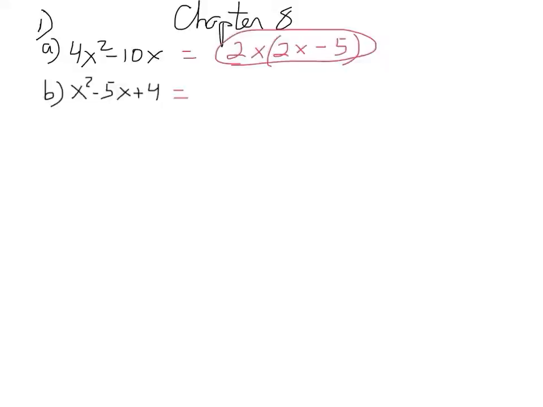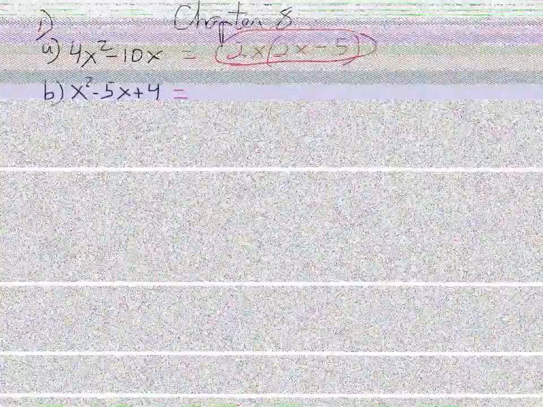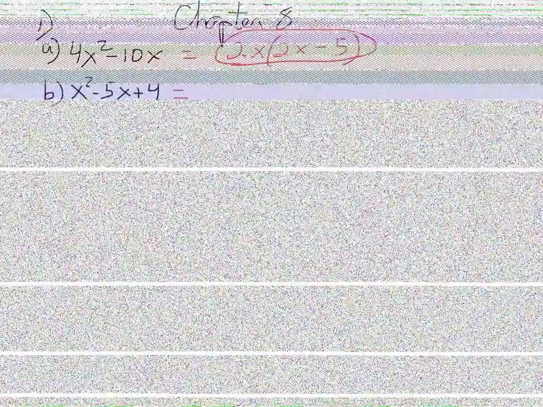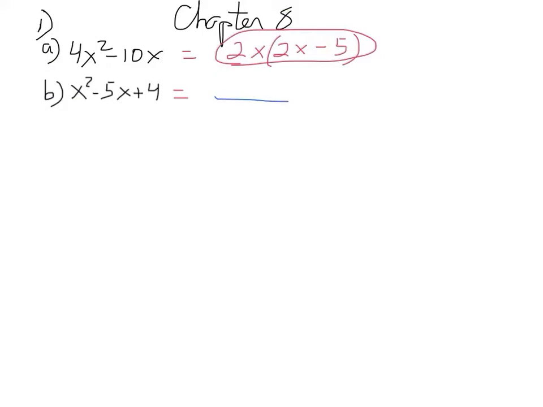In this equation, I know I'm going to have an x and an x. My options for 4 are 2 and 2 or 4 and 1. They must add up to negative 5. So how about minus 4 minus 1, and we're done with B.